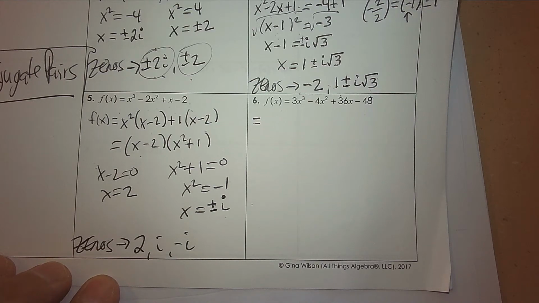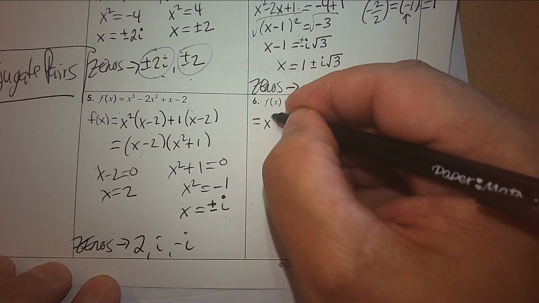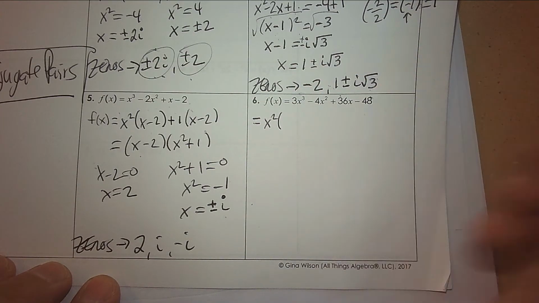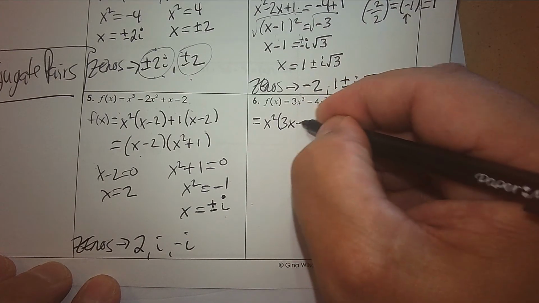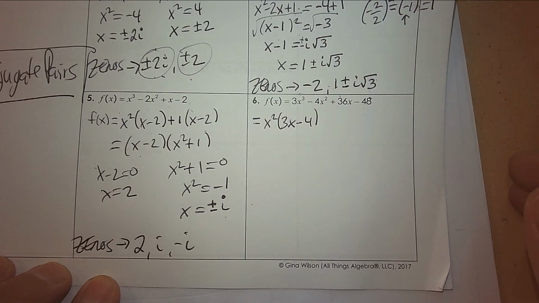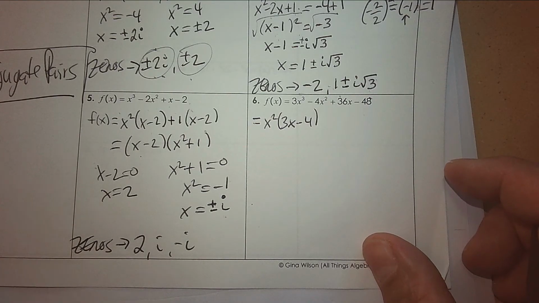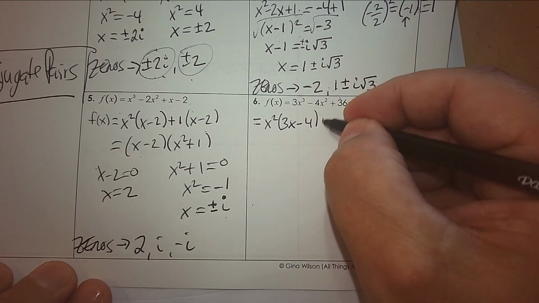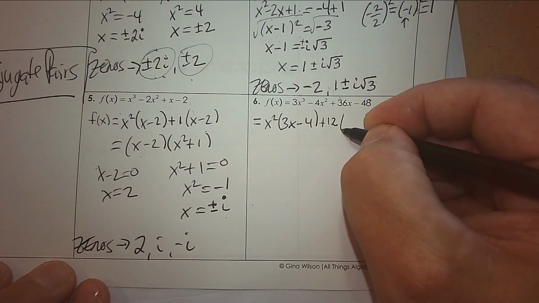The common factor is x squared. Perfect. What's left over? 3x minus 4. Good. Look at the next two. What do they have in common? Like 6. Bigger. 12. Yes. And you need to find the largest number for this to work.